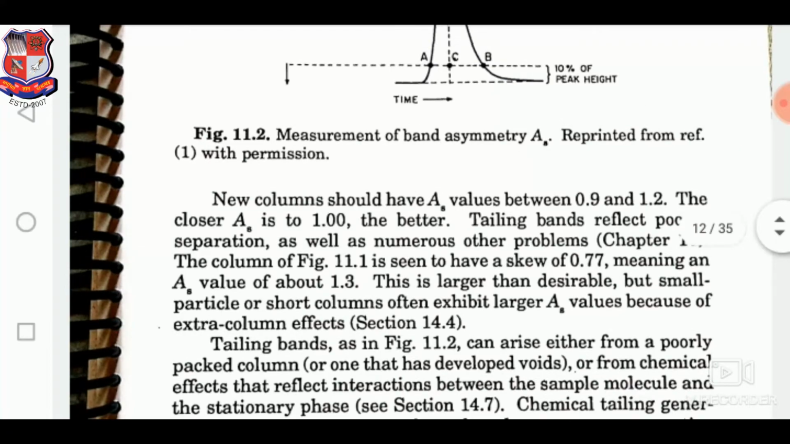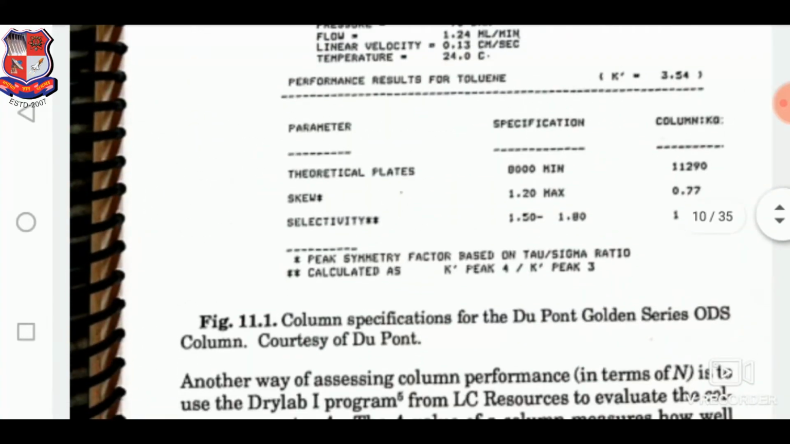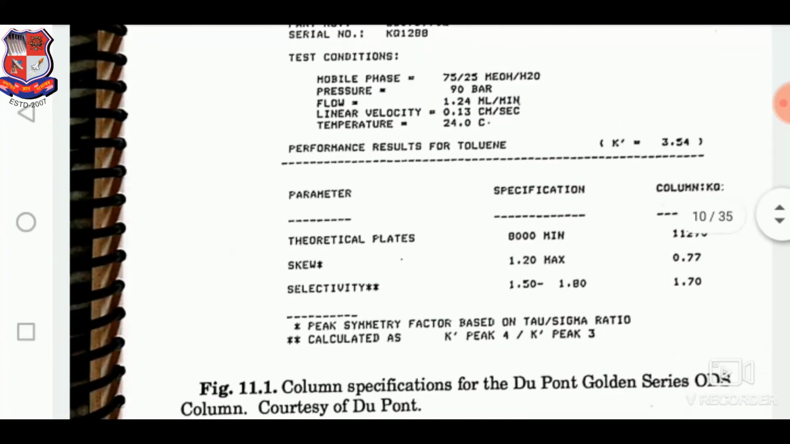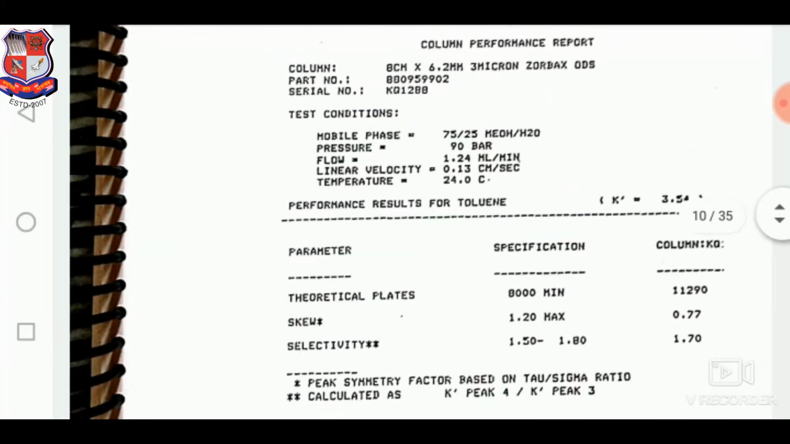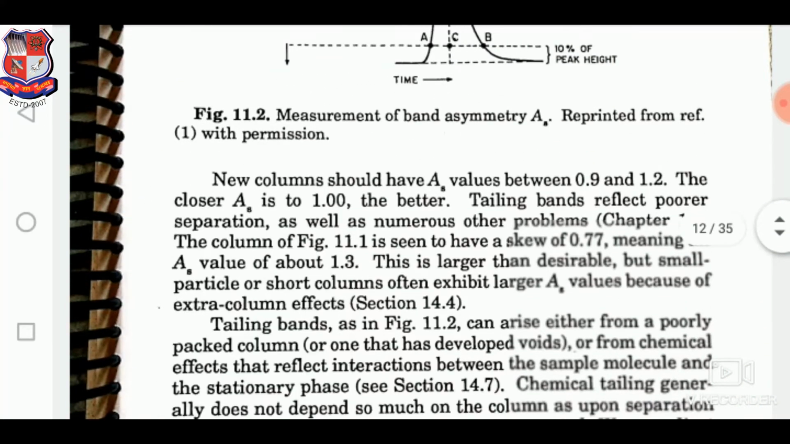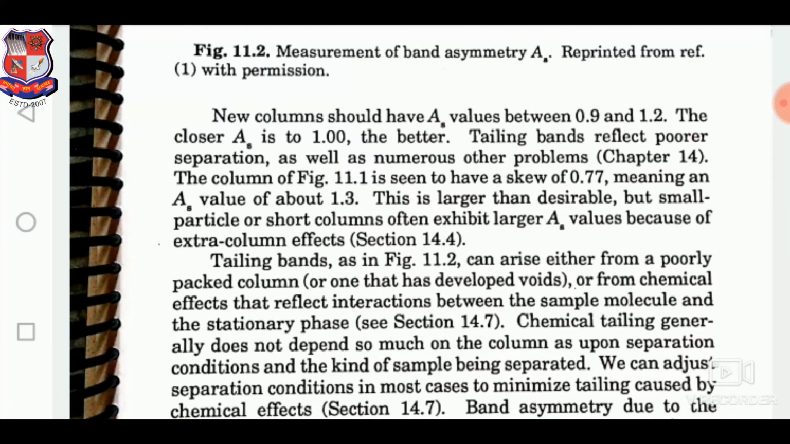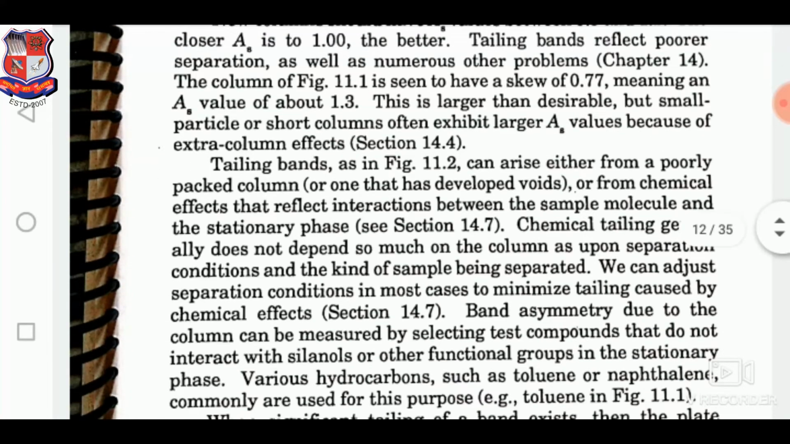The column of figure 11.1, that is 11.1 over here, specification of the Zorbax Golden series ODS column. Okay, this is a column that is told to have a skew of 0.77, meaning an AS value of 1.3. This is larger than desirable, but small particle size or short columns often exhibit larger asymmetry values because of the extra column effects.